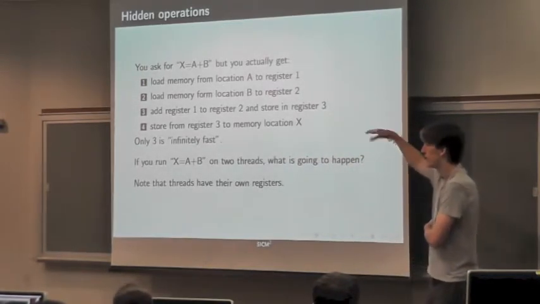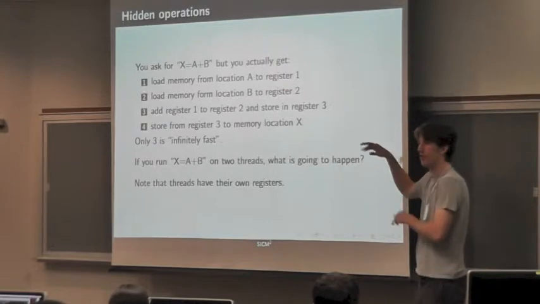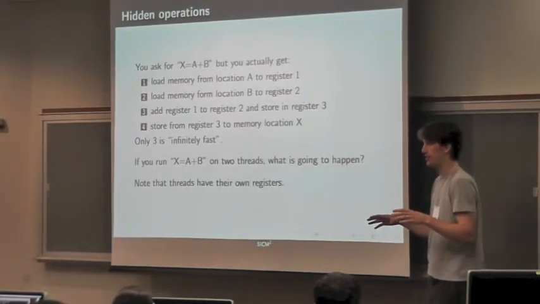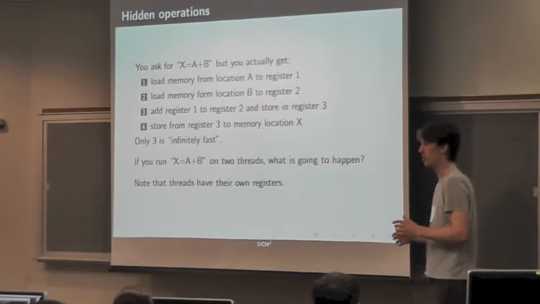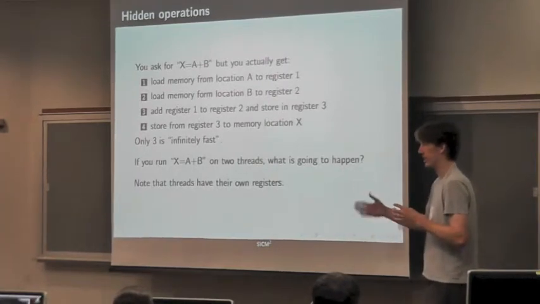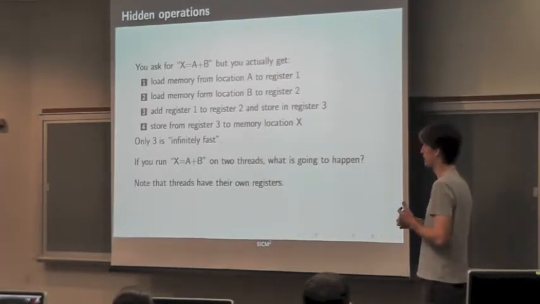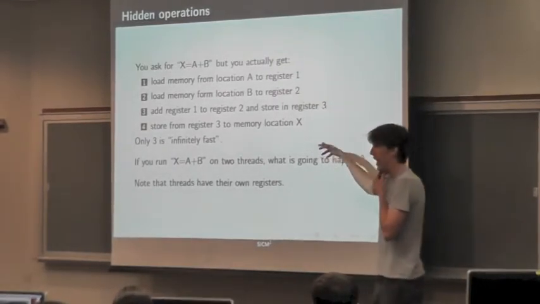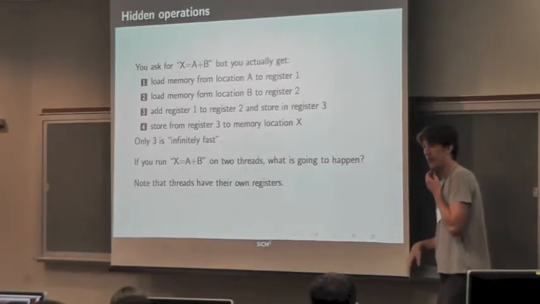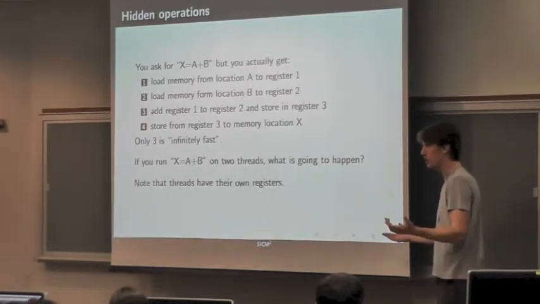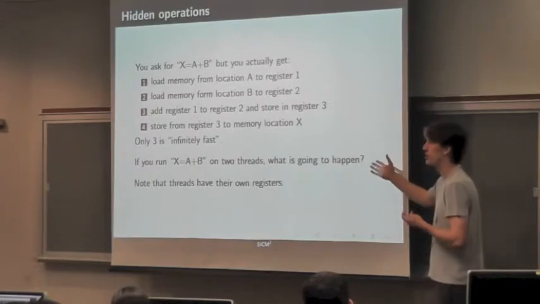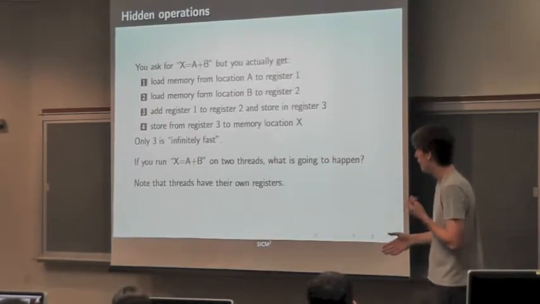So the register computation, the add here, is for all practical purposes infinitely fast. I mean, it takes 1 cycle, but you can't talk about anything taking 0 cycles, so it's effectively infinitely fast. But steps 1, 2, and 4 actually take a finite amount of time, and in fact can take a long time. So if you do this on 2 threads, what happens?